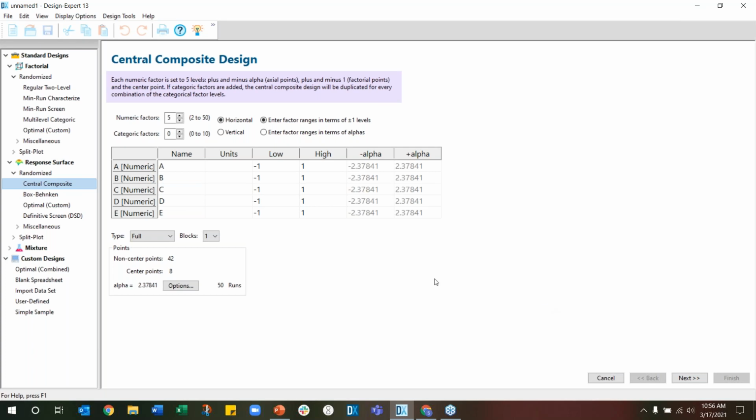Somebody asked how to choose the alpha value in a response surface, like a central composite design. I am going to direct you to a different set of webinars that I ran last month. I ran how to build a response surface design and how to analyze a response surface design. Those two are both recorded. You can look them up and they will answer all your questions about response surface designs.